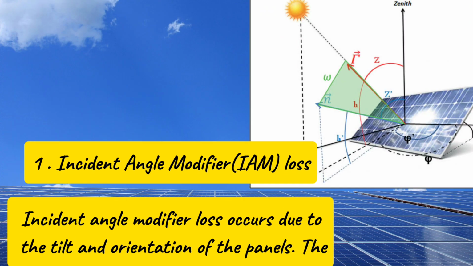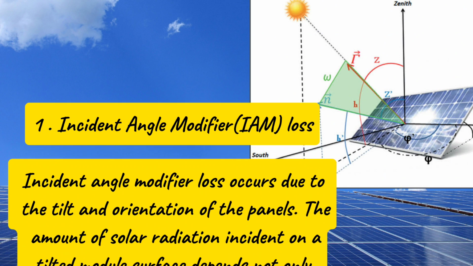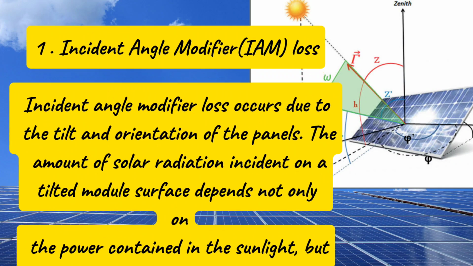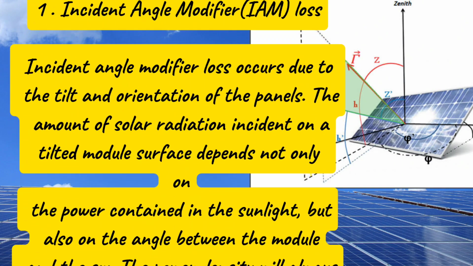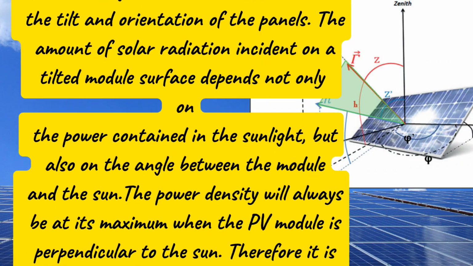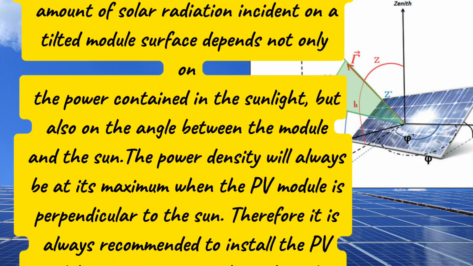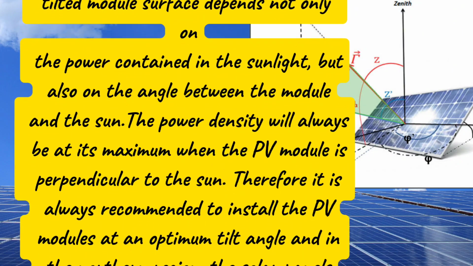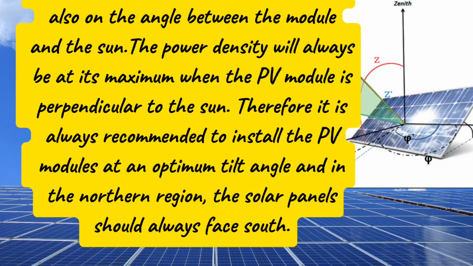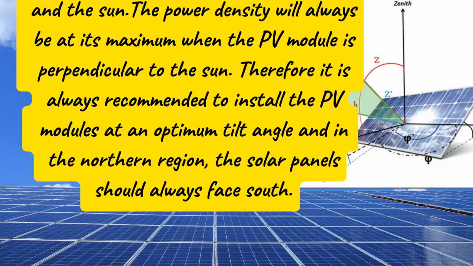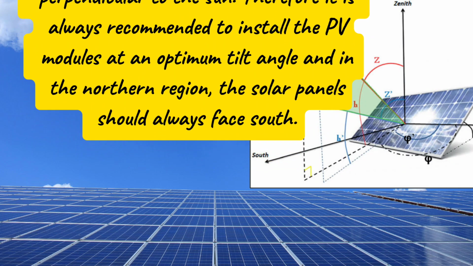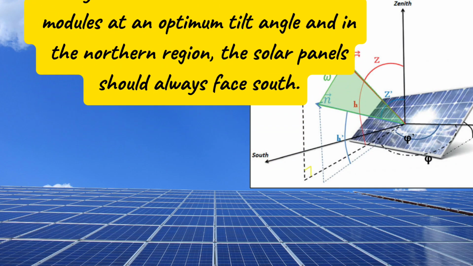Incident angle modifier loss. Incident angle modifier loss occurs due to the tilt and orientation of the panels. The amount of solar radiation incident on a tilted module surface depends not only on the power contained in the sunlight but also on the angle between the module and the sun. The power density will always be at its maximum when the PV module is perpendicular to the sun. Therefore, it is always recommended to install the PV module at an optimum tilt angle, and in the northern region the solar panels should always face south.